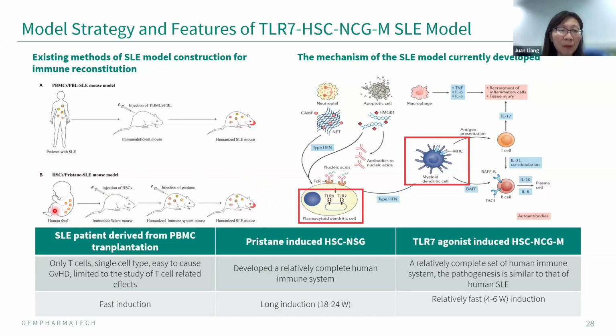So in our study, we use this method to generate the SLE models. We can also use pristane to induce SLE in these mice. But usually pristane can only activate myeloid cells, but not PDC cells. So in our study, we use a TLR7 agonist to activate PDC cells, which mimics the mechanism that has been observed in clinical patients.